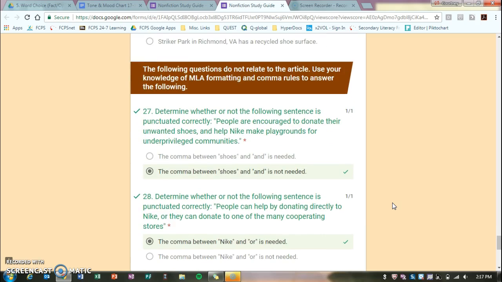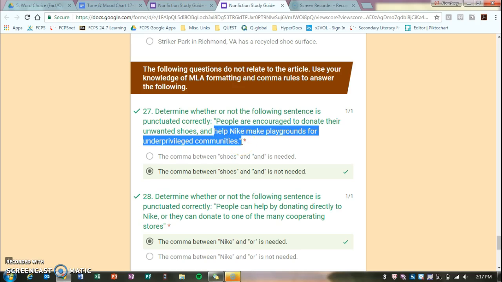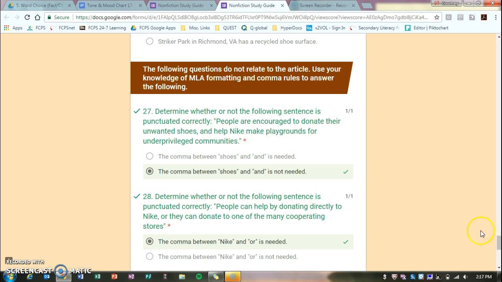Our last three are about MLA formatting and comma rules that we have reviewed. So, in our sentence, people are encouraged to donate their unwanted shoes and help Nike make playgrounds for underprivileged communities. The correct answer is that the comma is not needed. This help Nike make playgrounds for underprivileged communities is a dependent clause, so you do not need a comma.